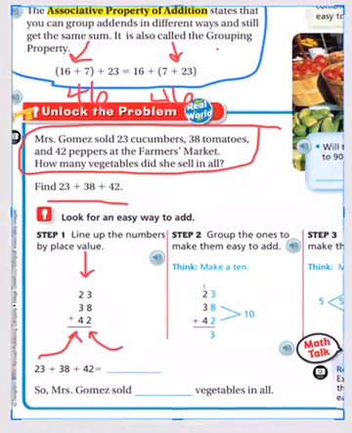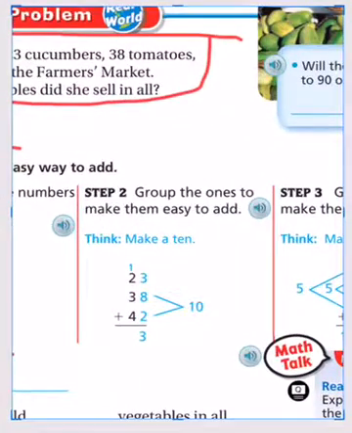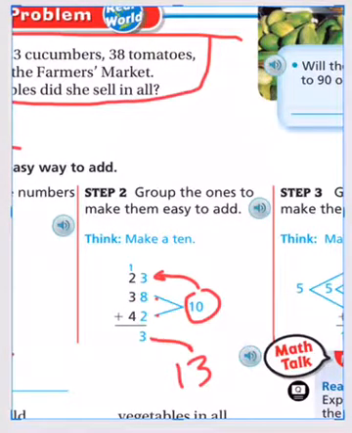Once we have that, we can move over to step 2. Group the ones to make them easy to add. So here we looked at ways to make a group of 10. 8 plus 2 makes 10. I like to do that as well because then I can add my other number, 3, to it easily. 10 plus 3 is 13, right? 13. So when we write our numbers in our addition problem, the 3 is in the ones column right here, and so we put that in the ones column there. And we have 10, and it gets placed right up at the top.